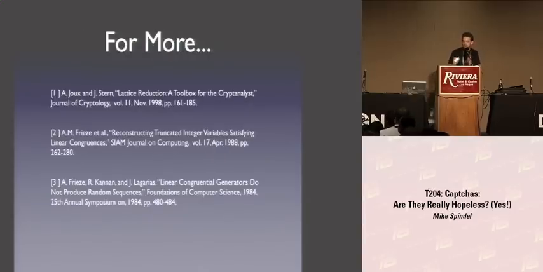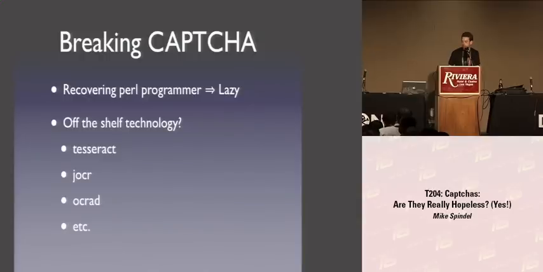So if you're more interested in looking at this random number generator stuff, here are a couple of references. You can find them on the slides on the CD and on the website. We'll show after the talk. But for now Scott's going to talk a little bit about breaking CAPTCHA using OCRs.